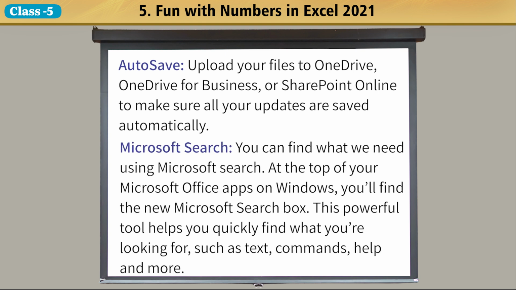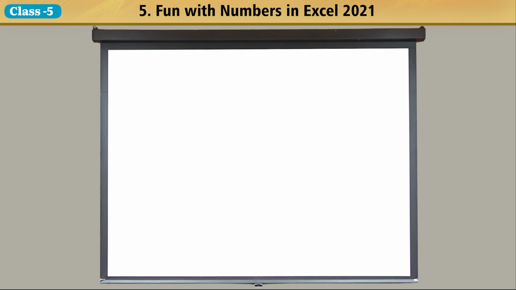Microsoft Search. You can find what you need using Microsoft Search. At the top of your Microsoft Office apps on Windows, you'll find the new Microsoft Search box. This powerful tool helps you quickly find what you are looking for, such as text, commands, help, and more.